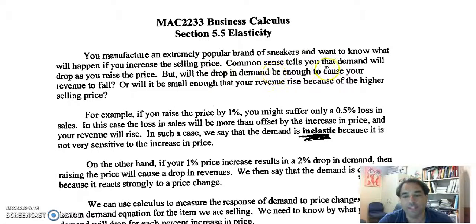Well, common sense tells you that demand will drop as you raise the price. But will the drop in demand be enough to cause your revenue to fall? Or will it be small enough that your revenue will rise because of the higher selling price?